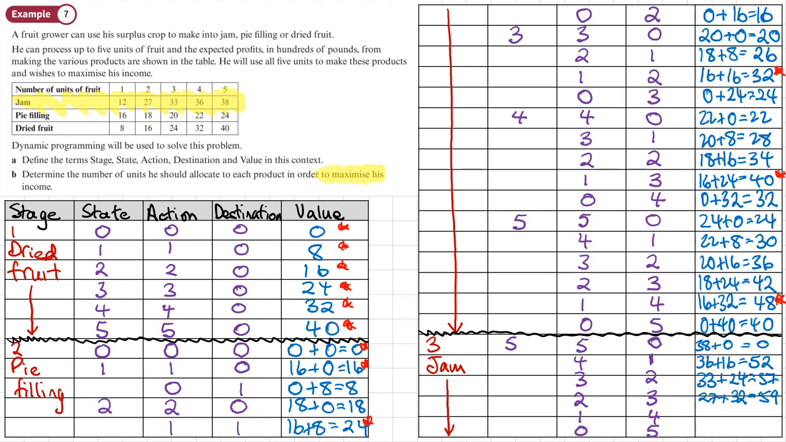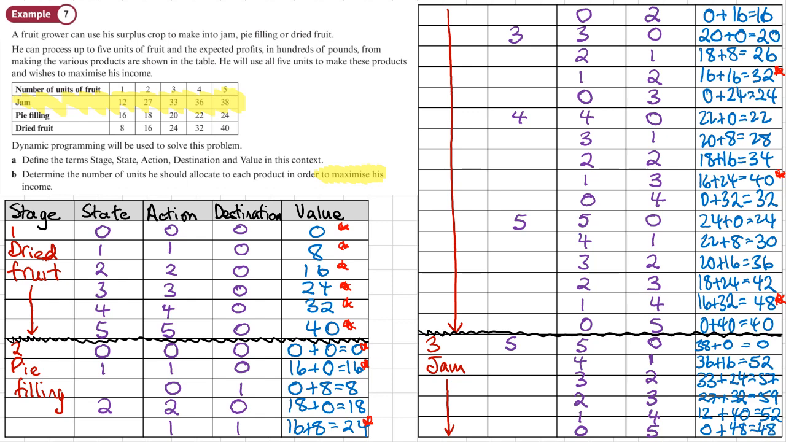If I use up 1 unit in stage 3, that will be 12. 12 plus, then I've got 4 I'm passing on to the next stage, or stage 2, and the maximum there is 40. So 12 plus 40, which is 52. Or I can use up no units in stage 3, in the jam stage. That means there's going to be no cost. I'm passing on 5 to the previous stage, stage 2, and the most I can get is 48. So that's going to be 48 there.